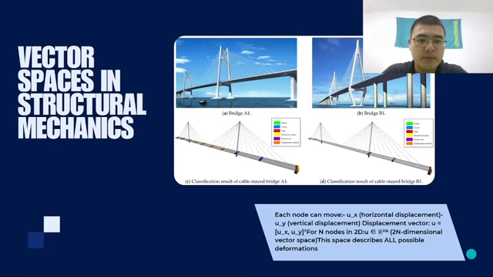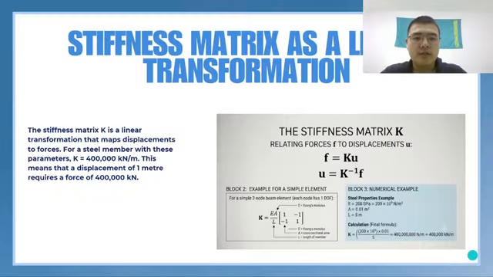The stiffness matrix K is a key object here. It acts as a linear transformation. It maps displacement vectors to force vectors, and if you give it a displacement, it tells you the resulting forces. This is exactly the definition of a linear map between vector spaces.